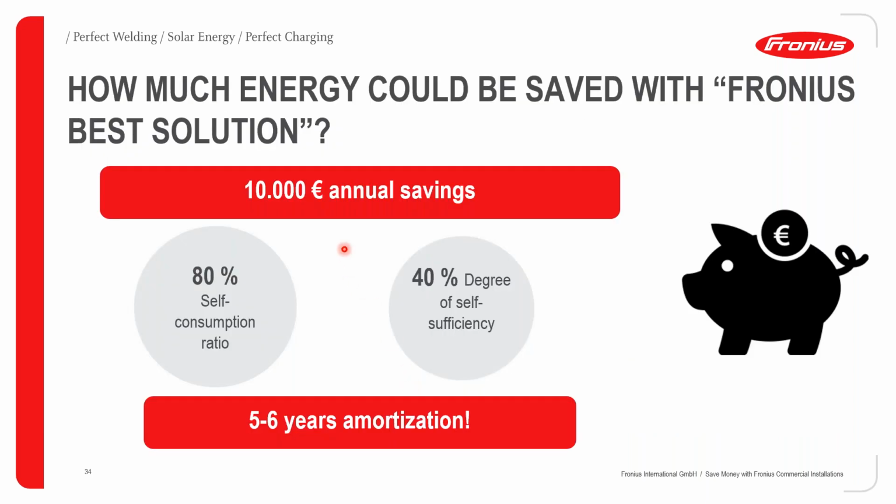So with this information, the next question to ask is, okay, given the situation on the ground, how much energy could be saved using a Fronius solution? After the commissioning, installation, and a period of usage, we came to the conclusion that a total of 10,000 euro annual savings can be achieved with 80% self-consumption, 40% degree of self-sufficiency, and a remarkable amortization period of 5 to 6 years.